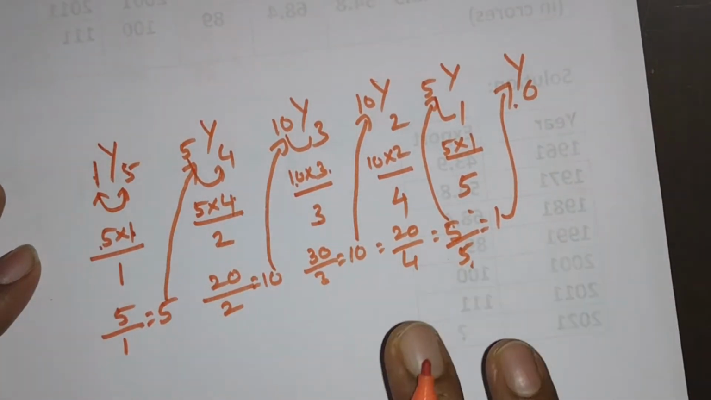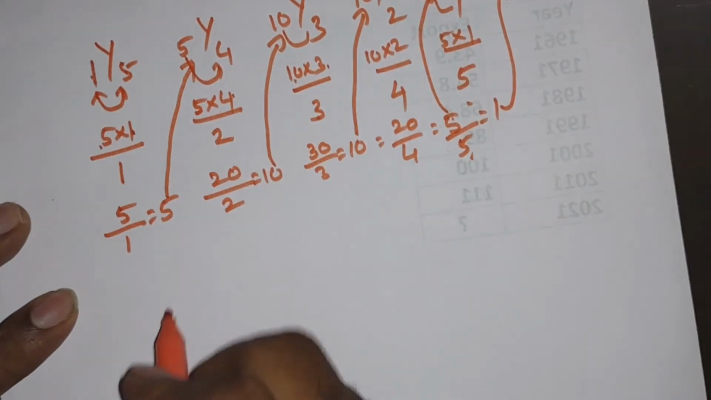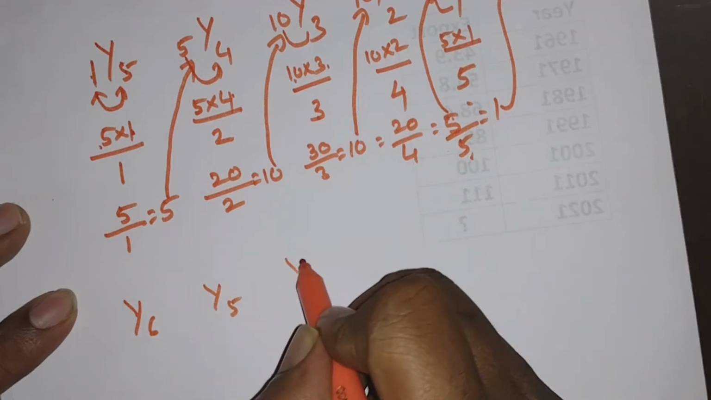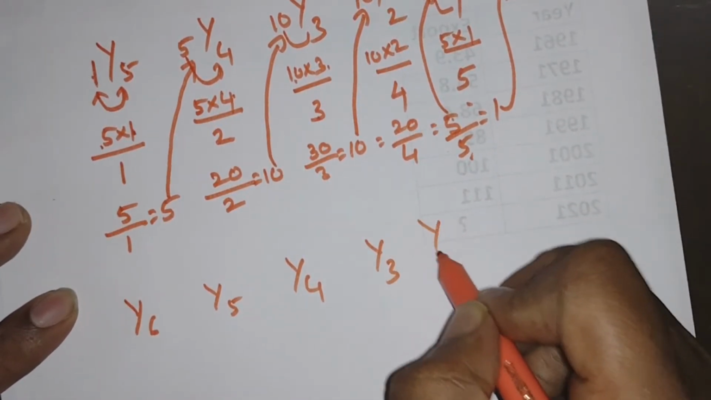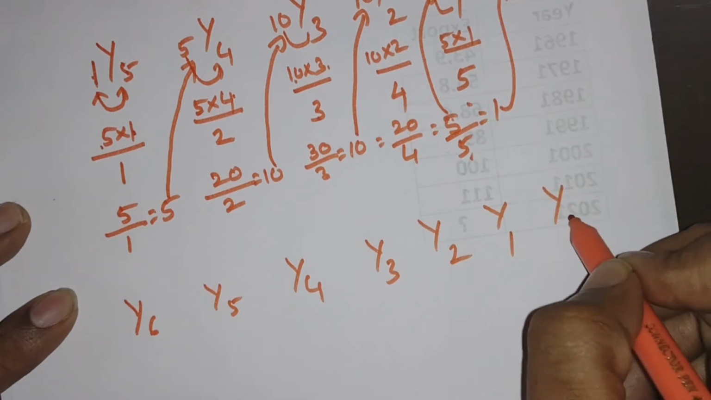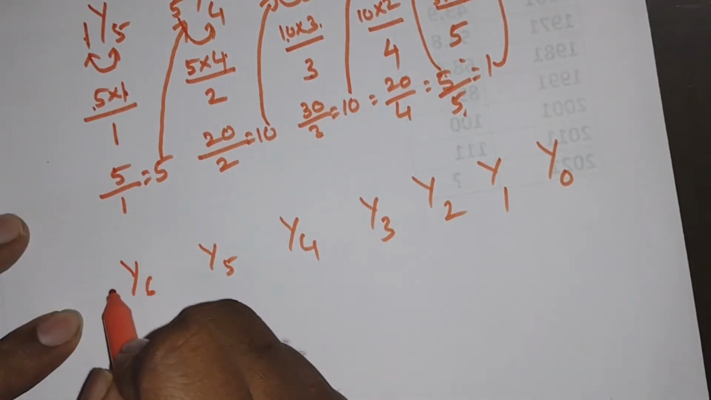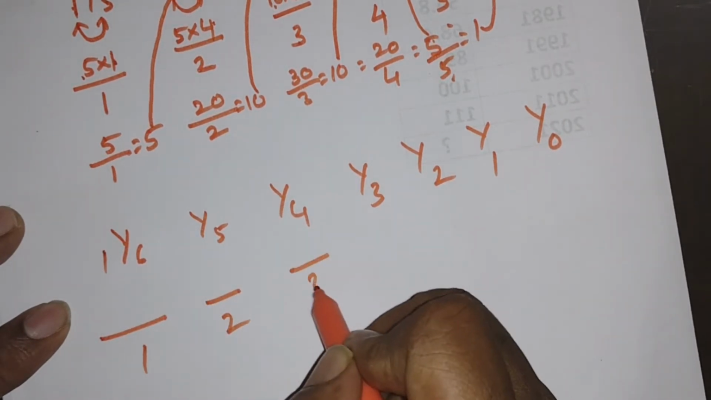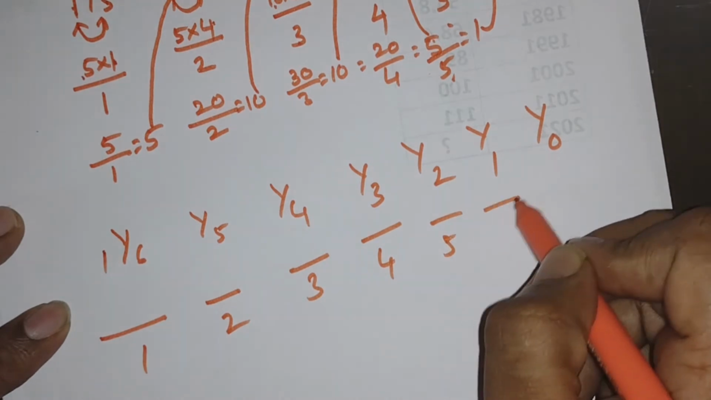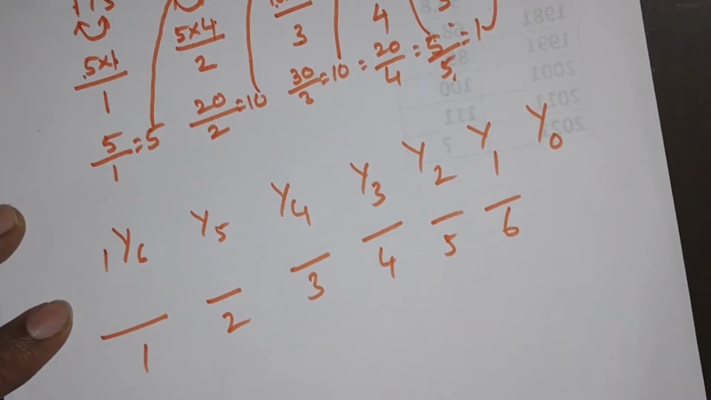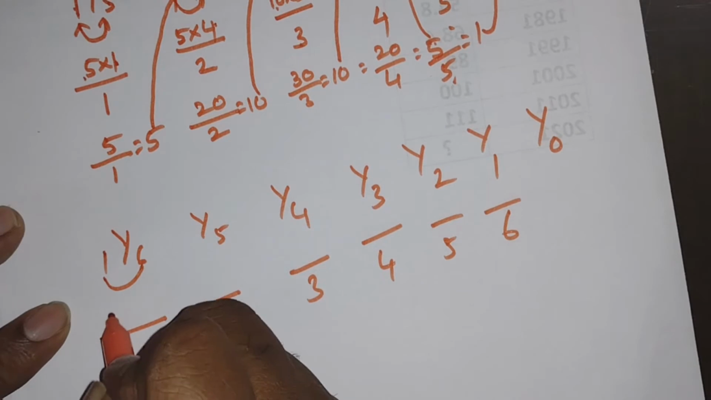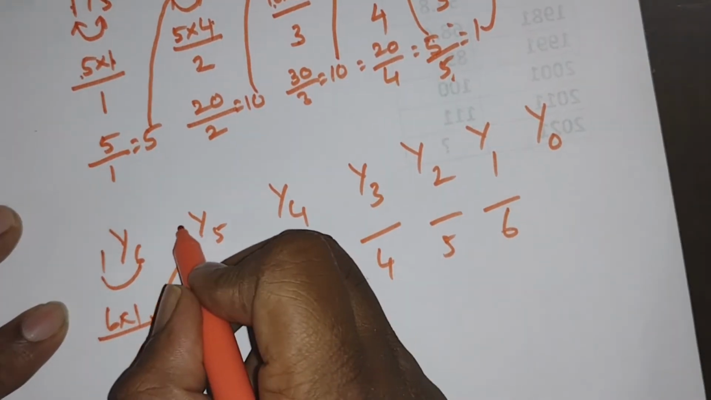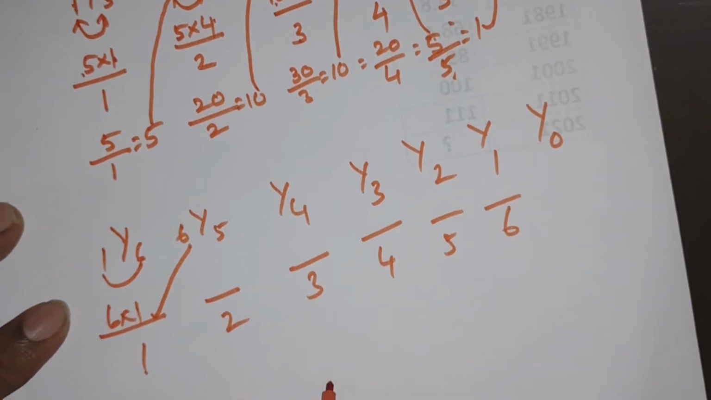Like that you can do it for n number of values. For example, if it is y6, you start with y6, y5, y4, y3, y2, y1, y0. First is going to be 1. First one is divided by 1, 2, 3, 4, 5, 6. Without a table also we can do that. 6 ones are 6. 6 divided by 1 equals 6. So second value is 6.